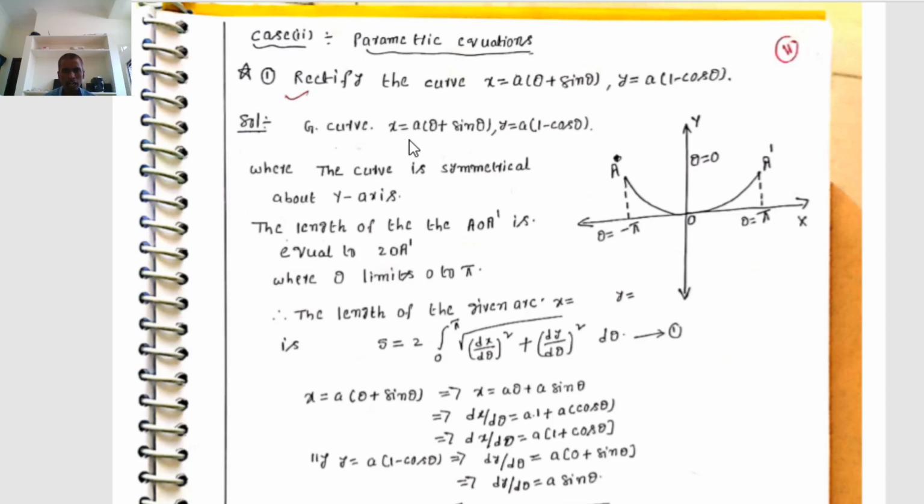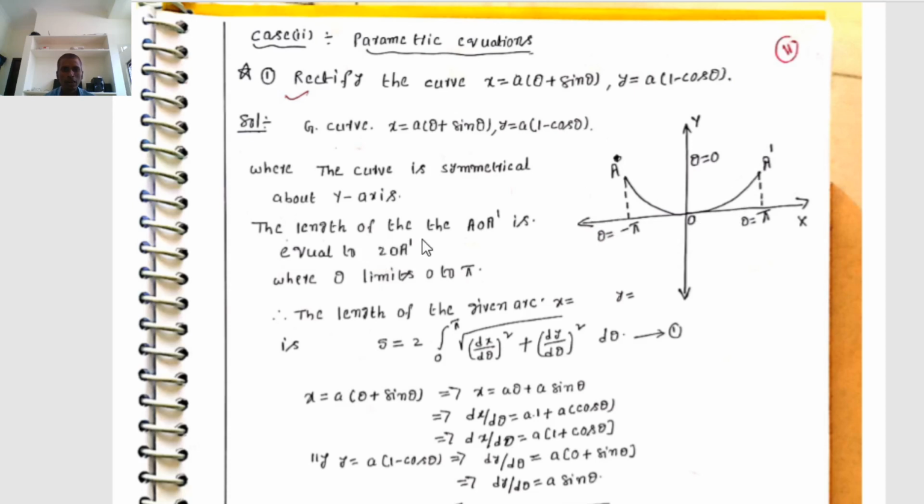Given the curve x equals a into (theta plus sin theta), y equals a into (1 minus cos theta), the given curve in the xy plane has theta from minus pi to plus pi. We observe that the curve is symmetrical about the y axis, with limits minus pi to 0 to pi.